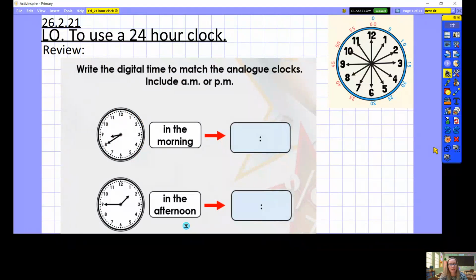Okay, so today it is the 26th of the 2nd, 2021 and our learning objective is to use a 24-hour clock. So pause the video now and write down today's date and learning objective with them underlined.